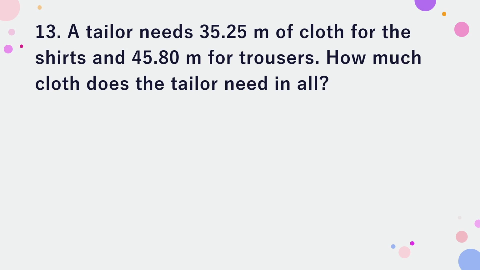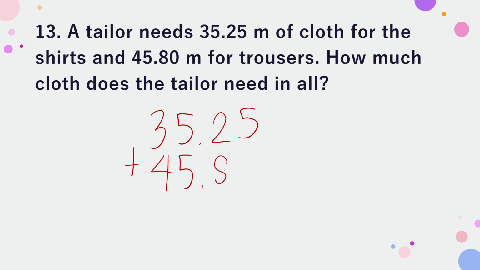Now, let's move on to number 13. A tailor needs 35.25 meters of cloth for the shirt and 45.80 meters for the trousers. How much cloth does the tailor need in all? Addition. So I have 35.25 plus 45.80.